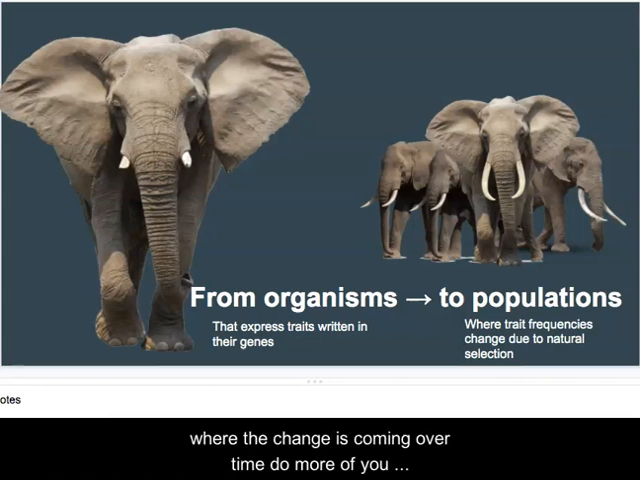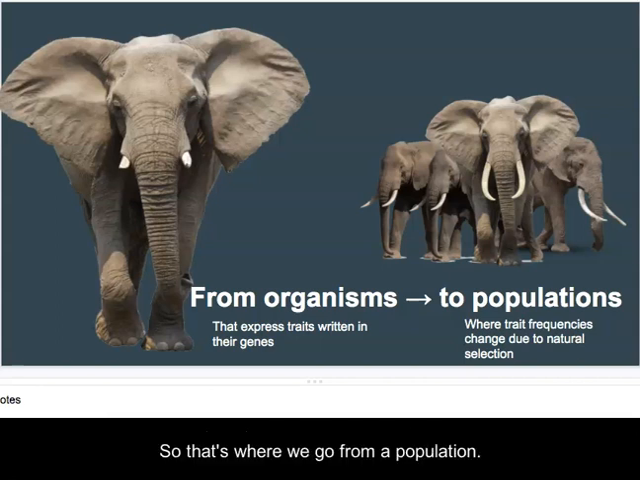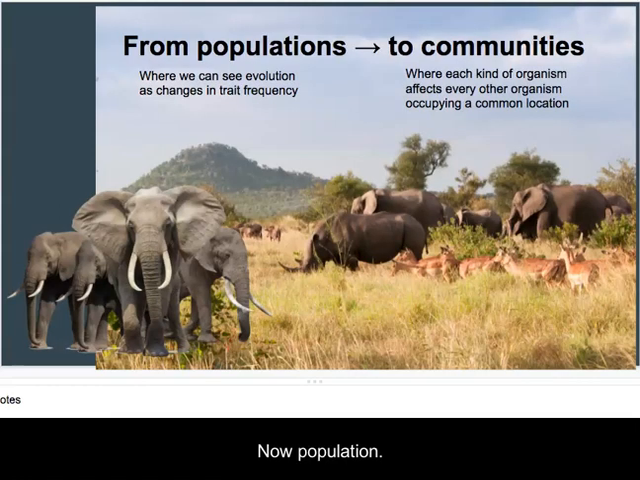Do more of them look lighter or darker or taller or shorter or longer nose or bigger feet, whatever it might be. There's a shift due to natural selection in those trait frequencies over time. And so that's where we go from a population. Now, a population leads into a community.